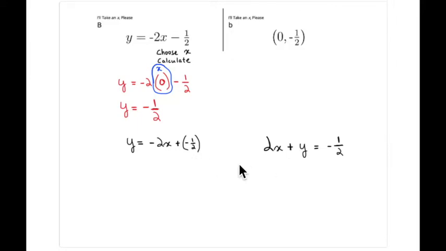Now remember, algebraically, what you're doing is you're adding a positive 2x to this side. So this becomes 0. That's the additive inverse: the additive inverse of a negative 2x is a positive 2x, and the definition of an additive inverse is that when you add them together, they equal 0. So add a positive 2x, and then you have to add that positive 2x to this side. So this is a positive 2x plus y equals negative 1/2.